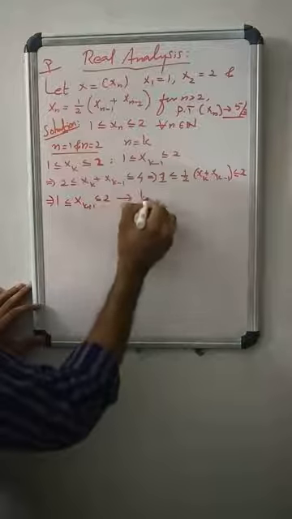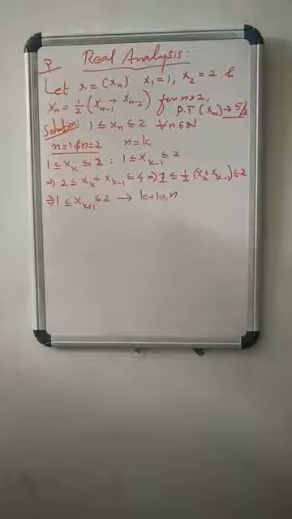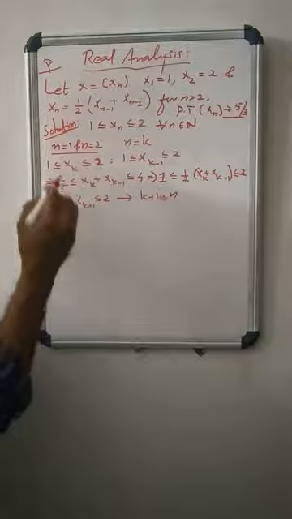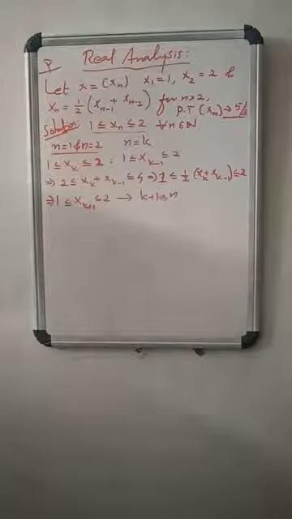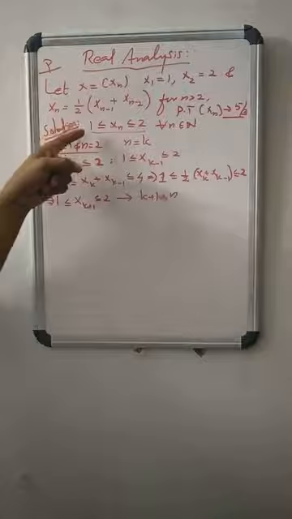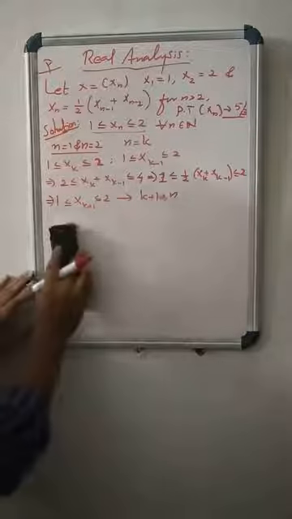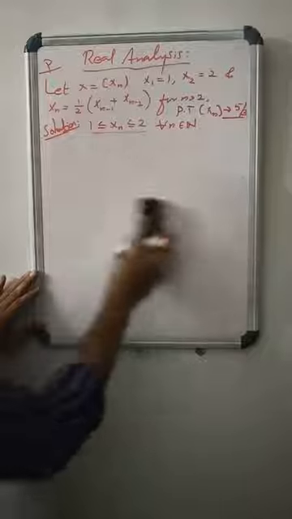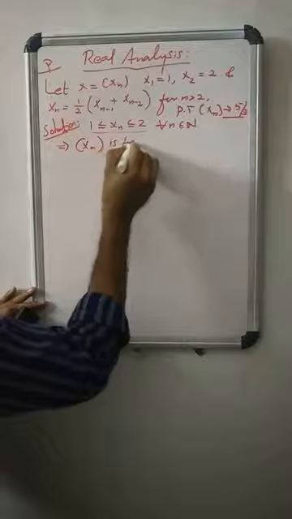That means the result is true for n equals k plus 1. So by induction, we have 1 less than or equal to xn less than or equal to 2 for all n in N. So our first task is over. That means 1 less than or equal to xn less than or equal to 2, so the sequence (xn) is bounded.